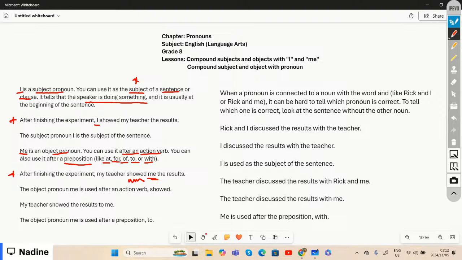All right. And the object pronoun me, because remember, me is an object pronoun, I is a subject pronoun. So the object pronoun me, we said, is used after an action verb. Or we can even say that the teacher showed the results to me, which means that me now comes after a preposition, which is to.